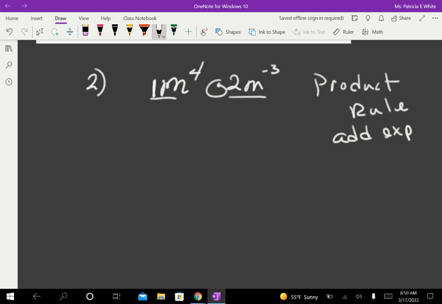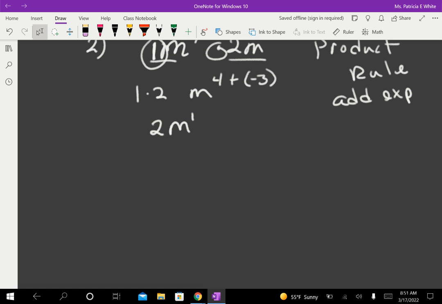So I've got two numbers. My coefficients are 1 and 2. 1 times 2, that gives me 2. Then I have m to the 4 plus negative 3, which is just a 1. So that is m, or m to the 1st. It's not going to make a difference if you put that on there or not, okay? Just like this one here. It's assumed to be there if you don't write it in, okay?